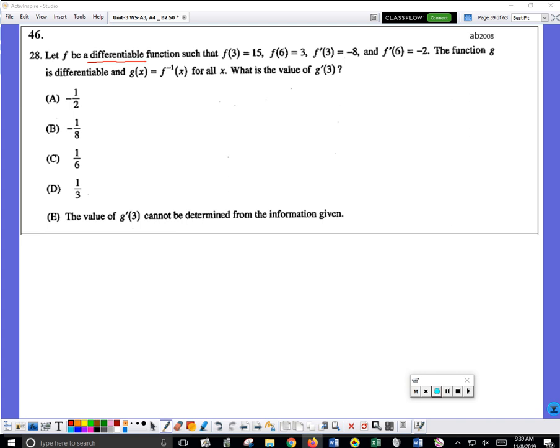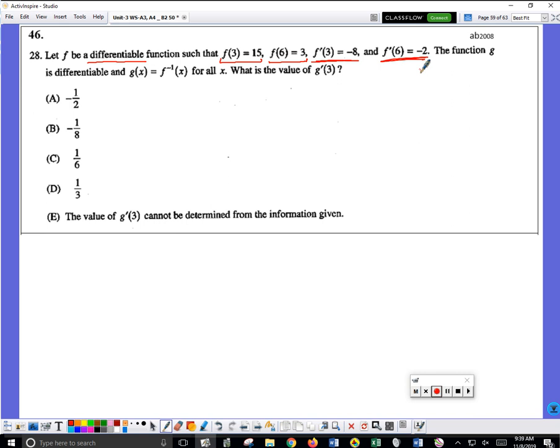So f is differentiable such that f of 3 equals 15. Whatever. f of 6 equals 3. f prime of 3 is negative 8. f prime of 6 is negative 2. I really don't have any idea why they gave me all those. That is not information that's helping with anything, so I just keep reading.